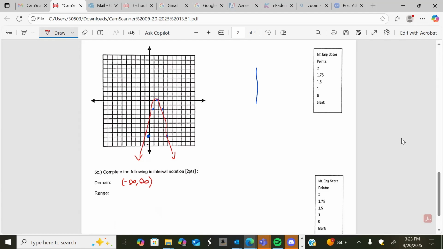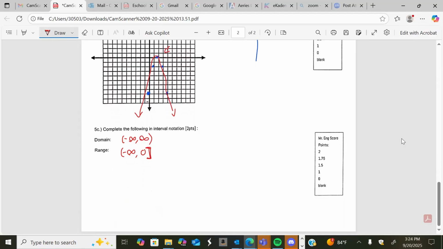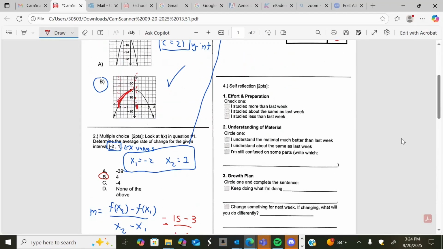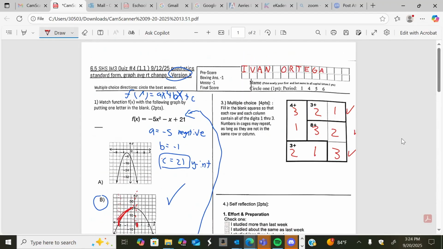Now the range is the y values. What's the lowest y value that we have? Well, it just keeps on going down forever. So this is -infinity. What's the highest value? The highest y value that our function actually reaches is 0. So therefore 0 is the highest value. Put it to the right, and it's actually included, so we put a closed bracket. And that was the quiz solution for number 4, version A.